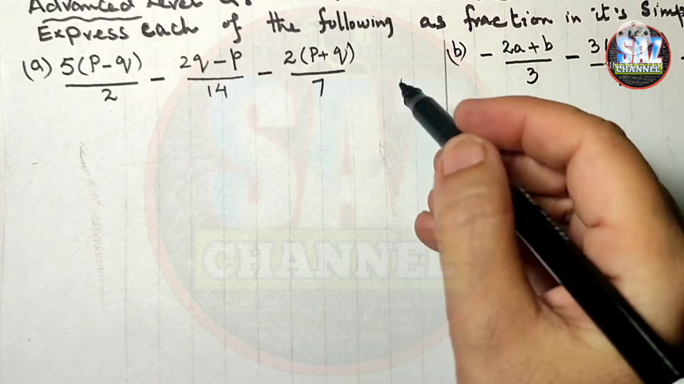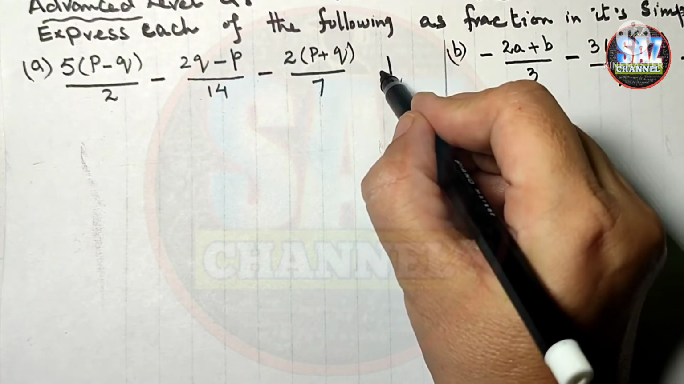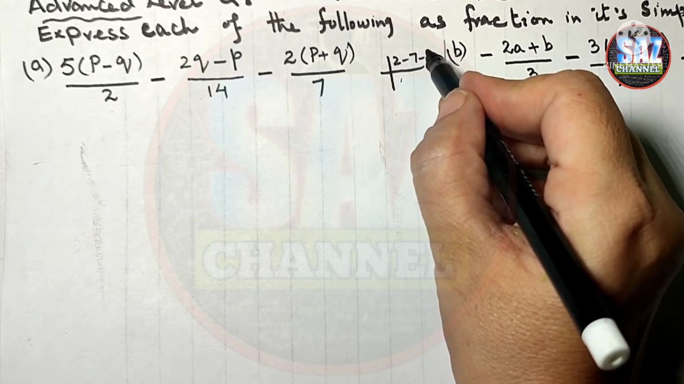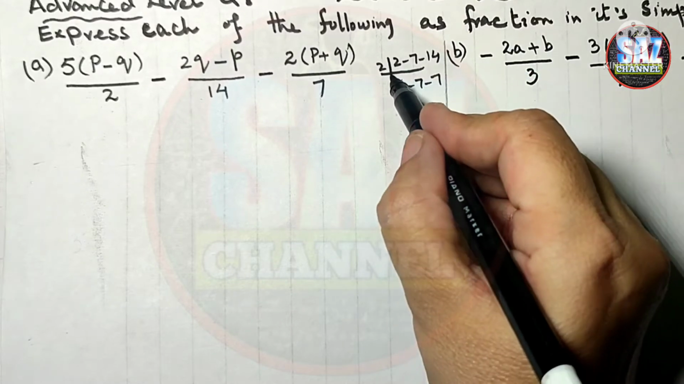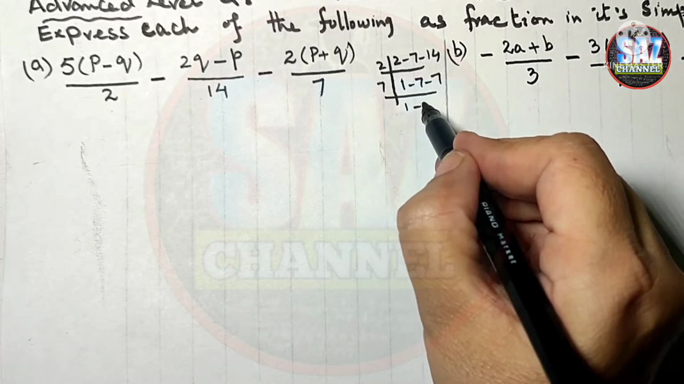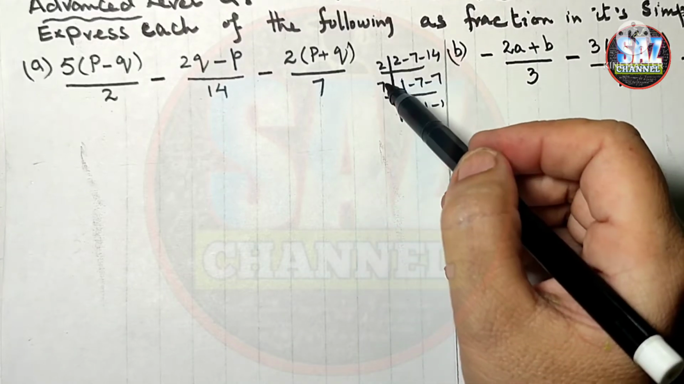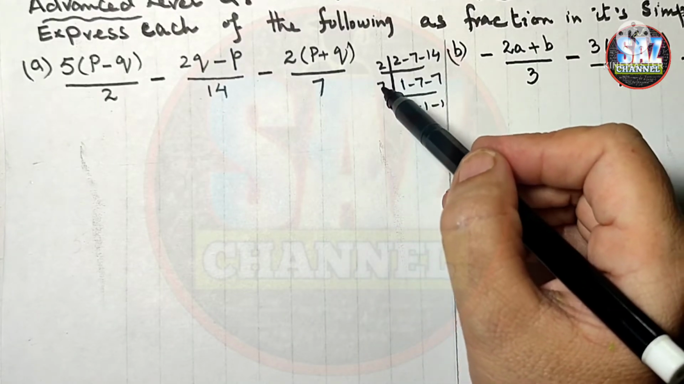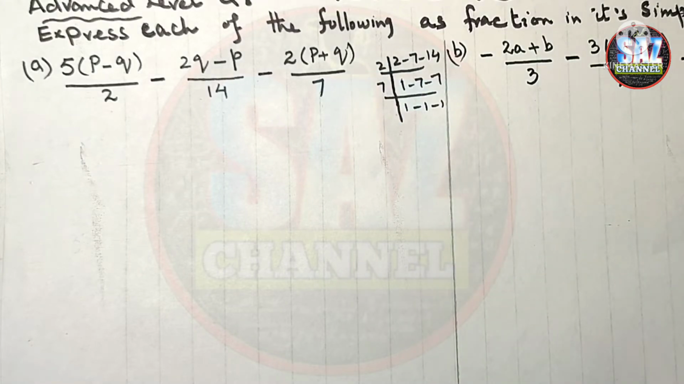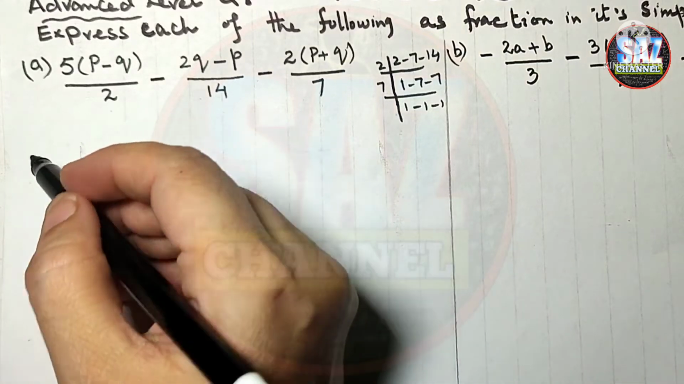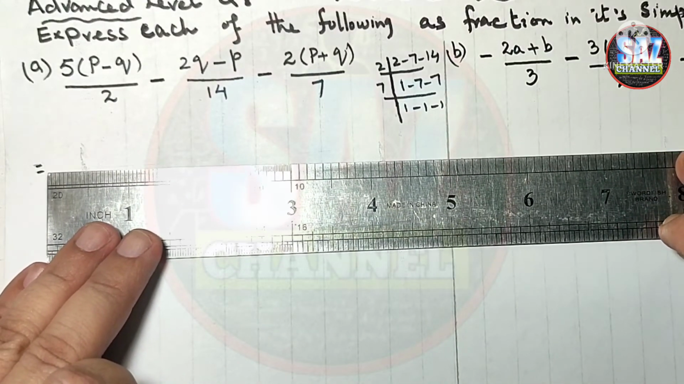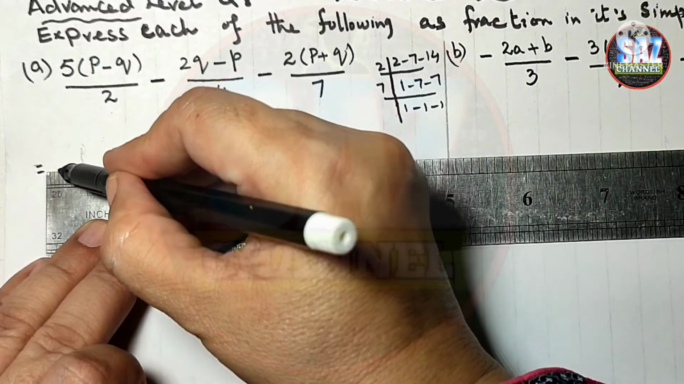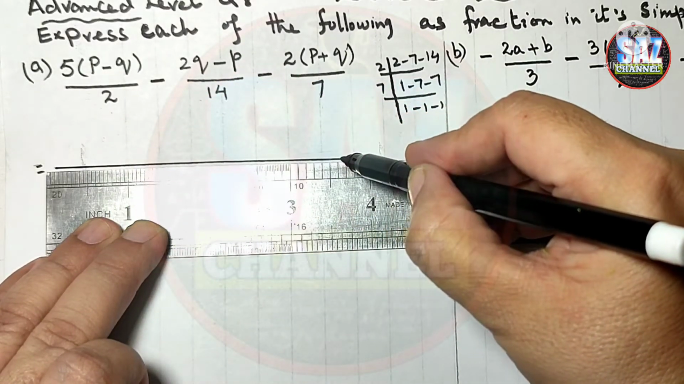We have to make the prime factorization, by writing 2, 7 and 14. 2 is 2 once, 7 is 7 once, and 14 is 2 times 7. So the LCM is the product of common and non-common factors. So the LCM will be 14. First of all we have to draw the long line here, write the fractions, and then in the middle write the LCM of this question, and the LCM of these three numbers is 14.